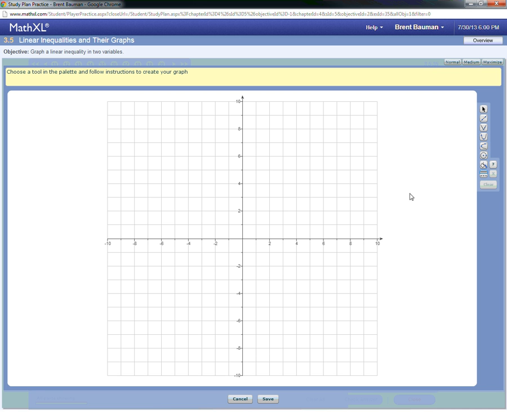So I want to use a dashed line for this. So I'm going to go ahead and select the dashed line first. We're going to do a linear inequality, so we're going to select that. Now I want to pick my 2 points. So my first point we said, remember, was 0, -5 for the y-intercept, so that's going to be my first point. Now I have a choice of using either of the other 2 points.